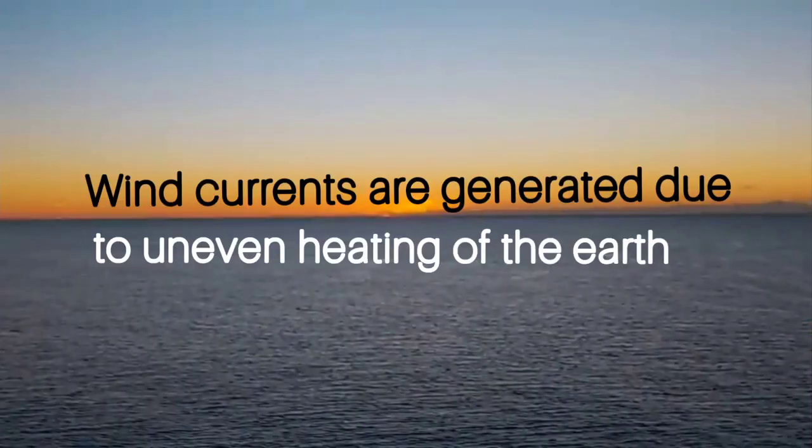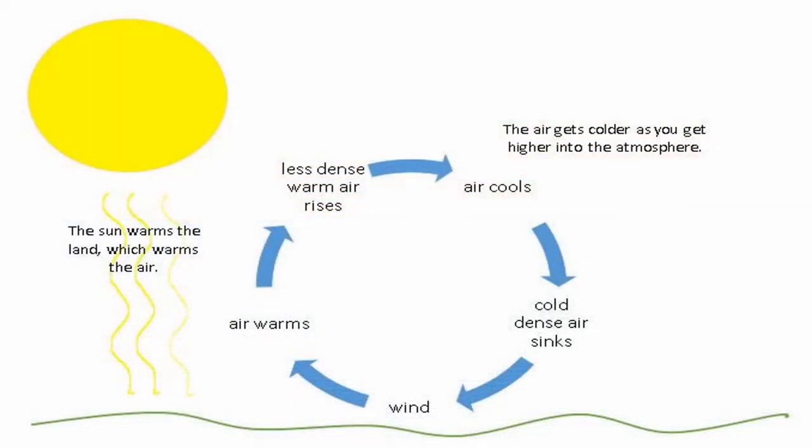Wind currents are generated due to uneven heating of the earth. In nature, warm air rises and creates an area of low pressure. The cold air from the surrounding areas rushes to fill its place. Air moves from the regions of high air pressure to the region of low air pressure. The greater the difference in air pressure, the faster the air moves. Thus, wind currents are generated due to unequal heating of the earth.